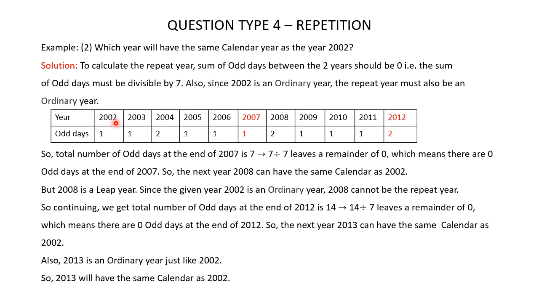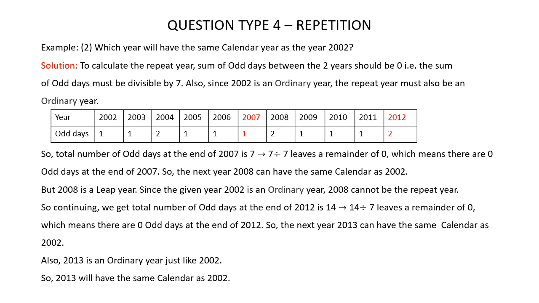Now 2002 is an ordinary year, so one odd day. 2003 is an ordinary year, so one odd day. 2004 is a leap year, so two odd days. 2005 is an ordinary year, so one odd day. 2006 is an ordinary year, so one odd day. 2007 is an ordinary year, so one odd day. Now, as you can see here, the sum of odd days at the end of the year 2007 is 7.